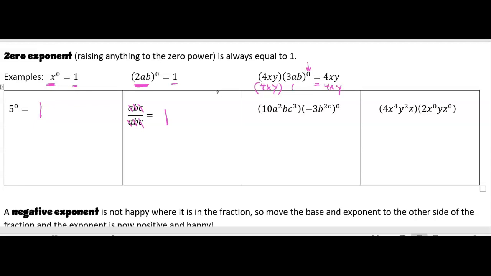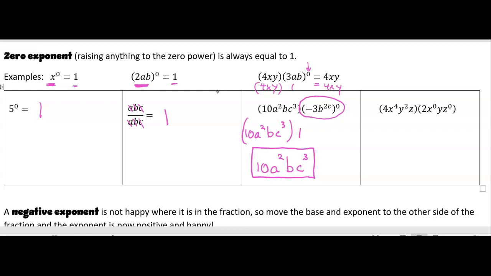This third example, we have 10a squared b c to the third times negative 3 b to the 2c, all to the zero power. So that's really 10a squared b c cubed times 1, which would give us 10a squared b c cubed. Cubed is to the third power.